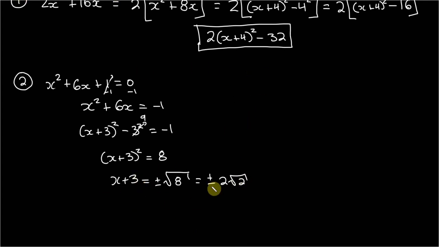And so we can still simplify this a bit further. We just want to subtract 3 from both sides. So this is going to be x equals minus 3 plus or minus 2 root 2. And those are our solutions: minus 3 plus 2 root 2, and minus 3 minus 2 root 2.